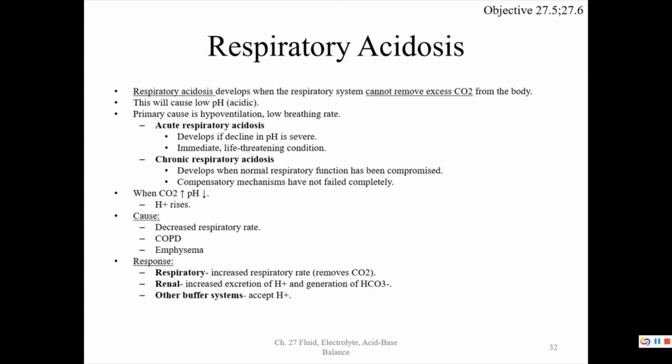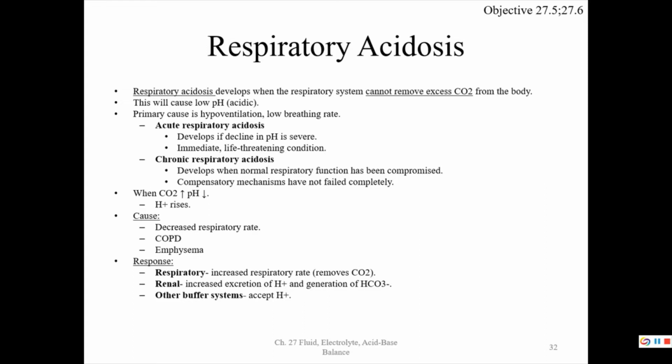So anytime CO2 goes up, remember pH is going to drop, hydrogen ions are raised. Now, decreased respiratory rate, COPD, and emphysema are very common causes, and we talk about what happens. Other buffer systems can also grab up hydrogen ions, like any of the other systems we talked about. For example, your protein buffers and your hemoglobin buffer system may also try to accept some of those hydrogen ions. But it's the big things here, and just what I drew.